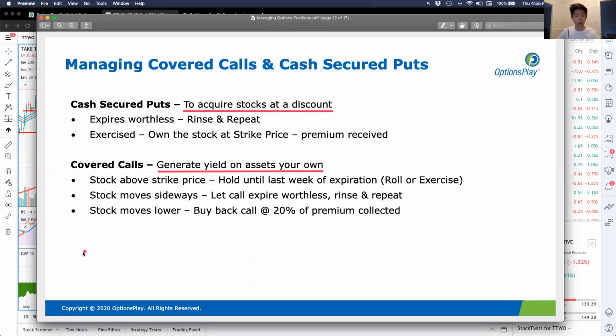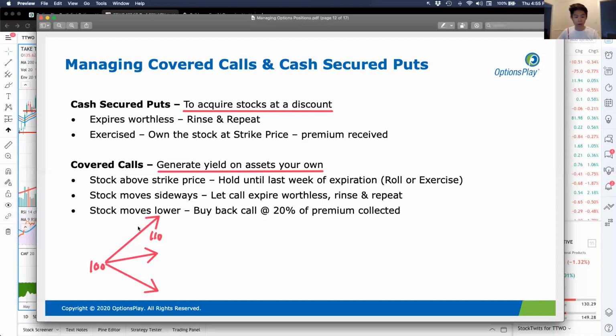Now, when you sell a covered call, there are three possible scenarios. So you have a $100 stock, you sell, let's say, a 110 call. The stock can either go significantly higher above 110, it can move sideways, or it can move lower. Those are your three possibilities.